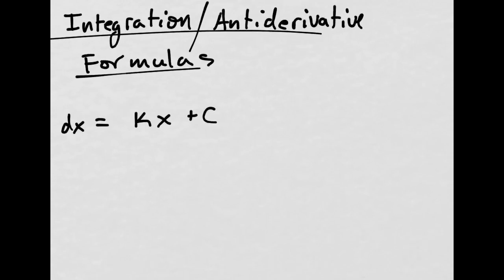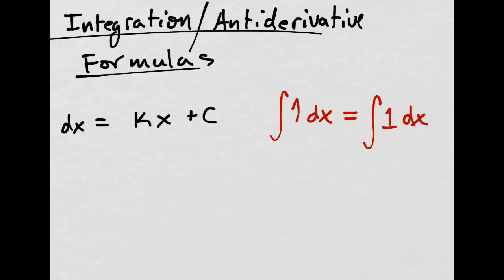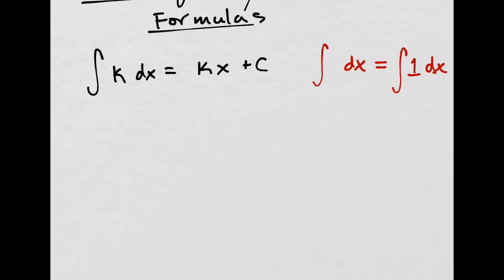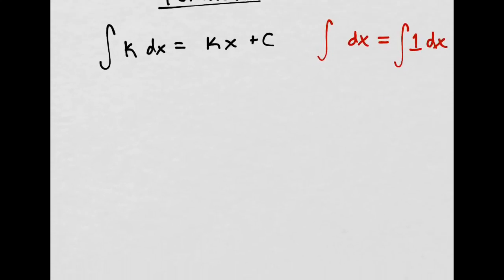Just note that if you have the integral of just dx, that's the same thing as the integral of 1 dx. People get confused with that. Sometimes you write it like that because there's just a 1 there. So just be aware of that, and then I'll write down more formulas.